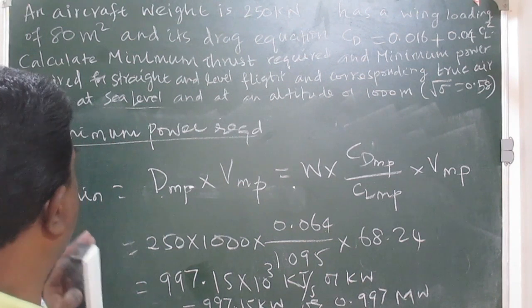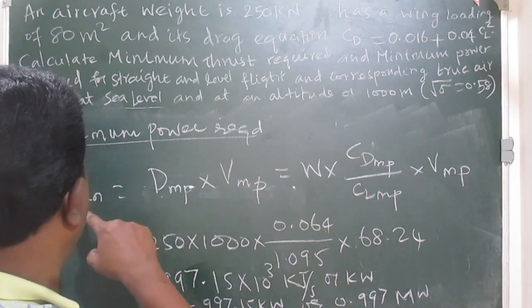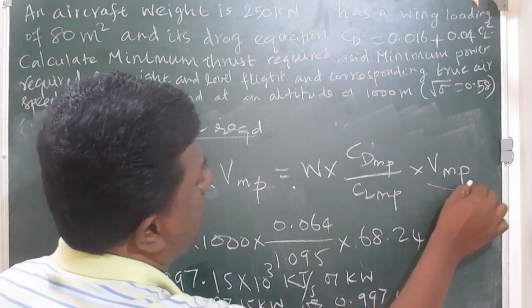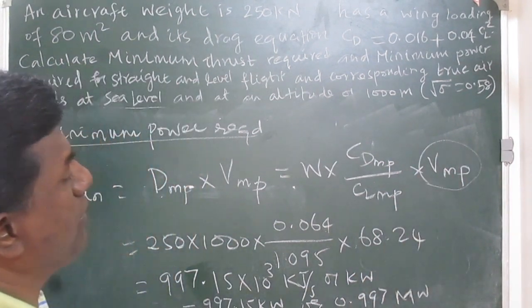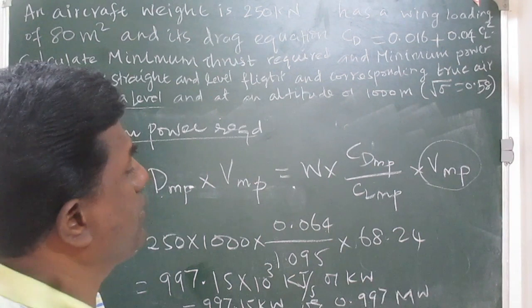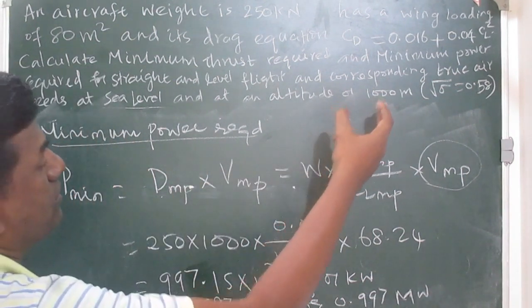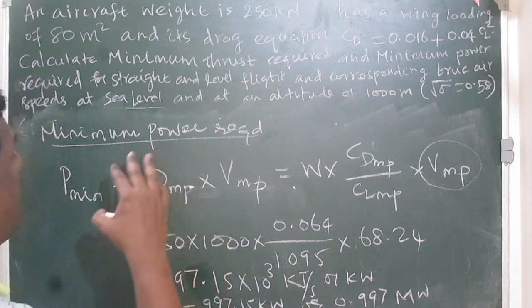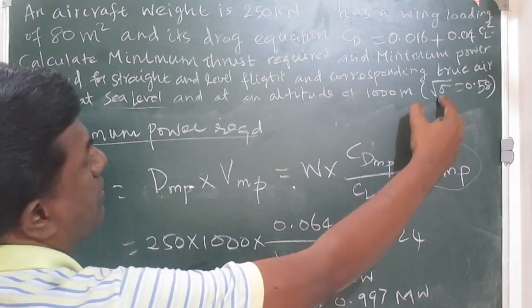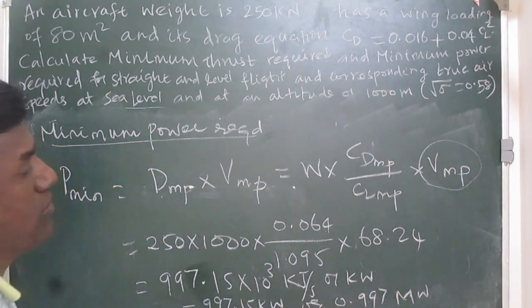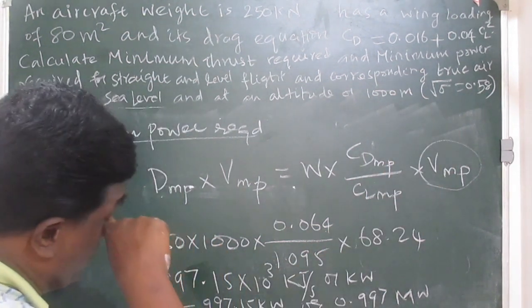At an altitude of 1000 meter, this velocity will have a variation. Velocity will have a higher, different value. Because of that reason, power required minimum at 1000 meter will be different. For that only we are using this variation of density. That parameter is represented by root sigma. So that root sigma we are using.